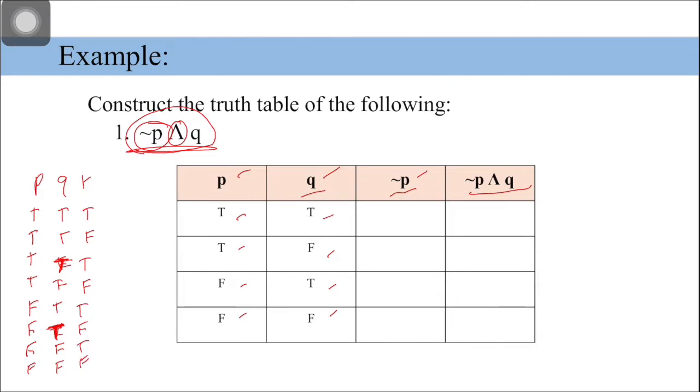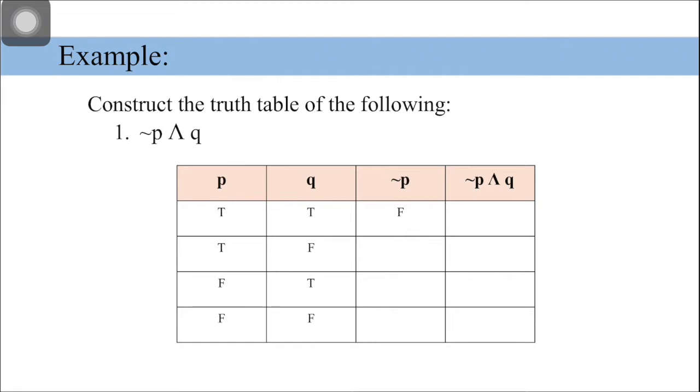So, that's it. Okay, let's proceed. If your P is true and your Q is true, then first get the negation of P. So, this is our P column. Get the negation: the negation of true is false. The negation of true is false. The negation of false is true. The negation of false is true.